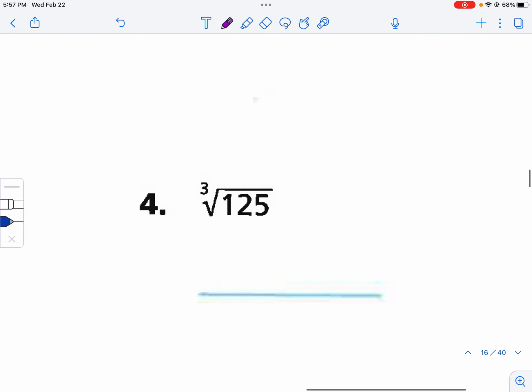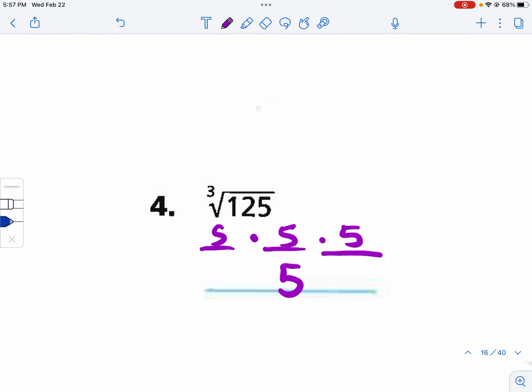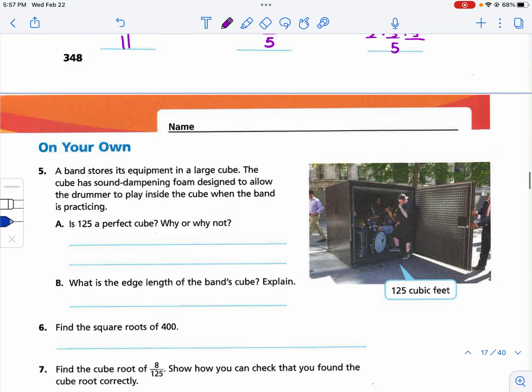Well, then we have here. What times itself 3 times gets 125? Not 25, Kim. How about 5? 5 times 5 gets 25. 25 times 5 gets 125. Okay.